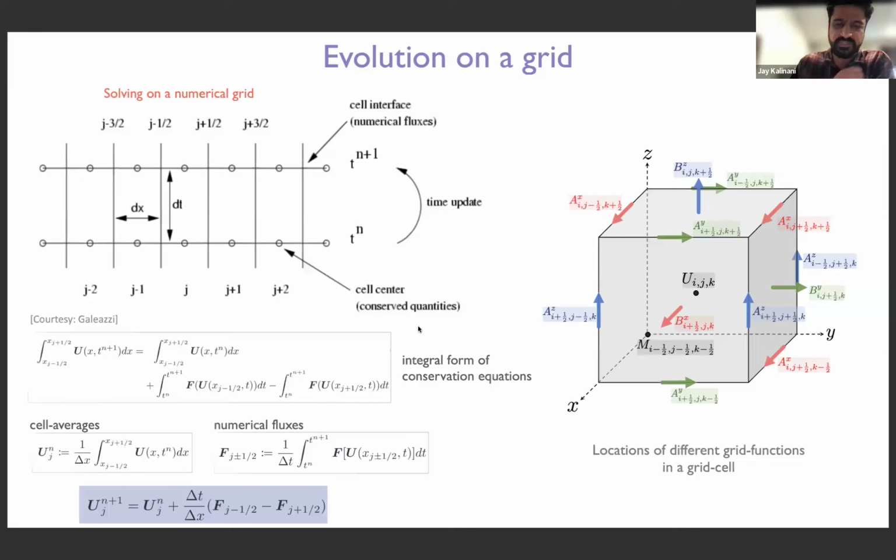Now, previously I showed a differential form of the equations. One can instead write an integral form of these conservation equations, neglecting the source term, and then you discretize your state vector u in this form, as well as you can compute your numerical fluxes in this way, and essentially you end up with a discretized conservation equation that you can evolve on the grid in this form, where you have u^(n+1), your state vector at the next time step, using what you have for your u^n at the current time step, as well as the fluxes computed at the cell interfaces.